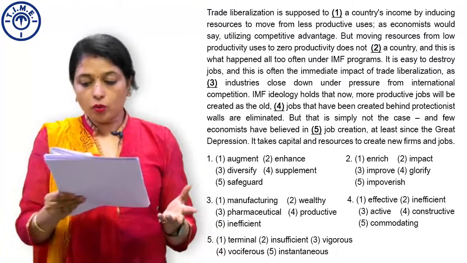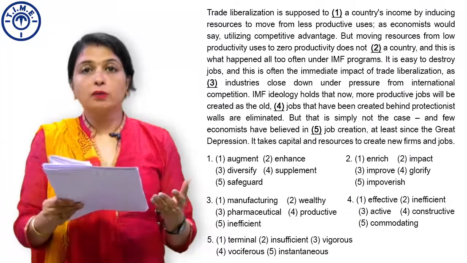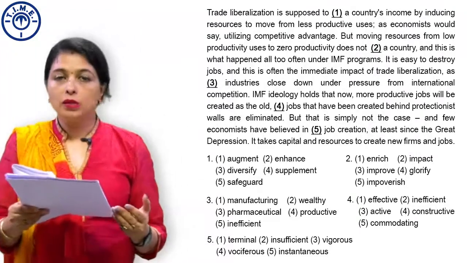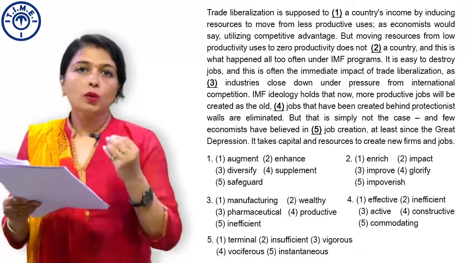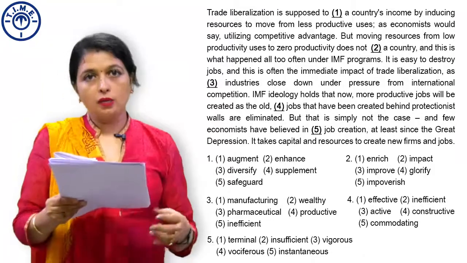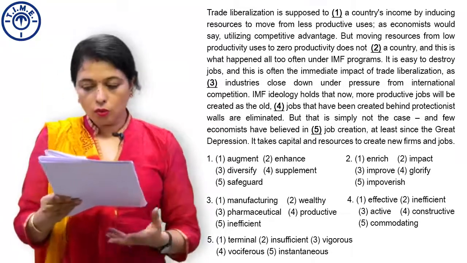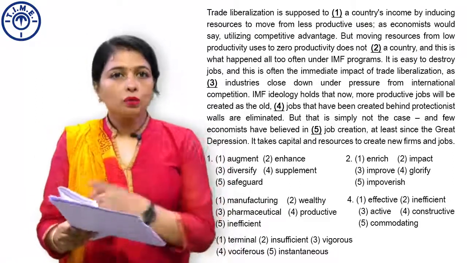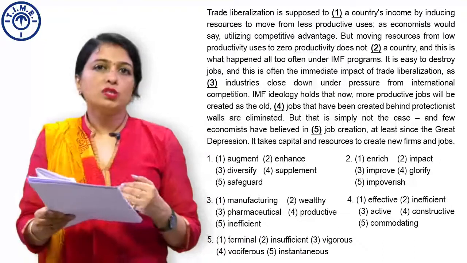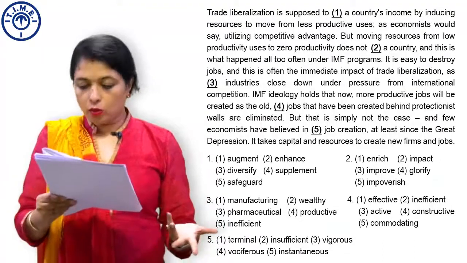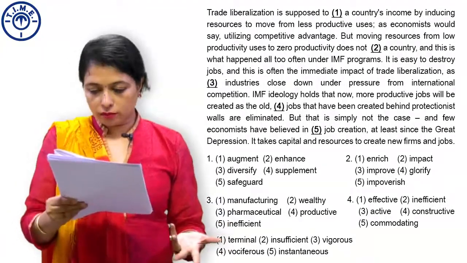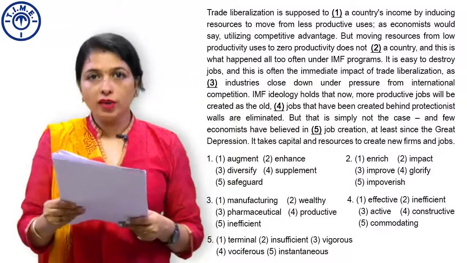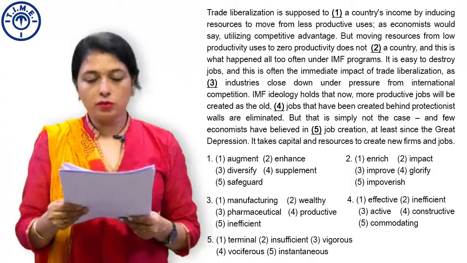Now, we cannot go ahead with productive because if an industry is productive, then it will be well equipped to face international competition and it will not cow down under pressure. So, because it has a positive connotation, we rule it out. We need something which is negative in nature, and we go ahead with choosing inefficient. Choice 5 is the correct filler for this blank.